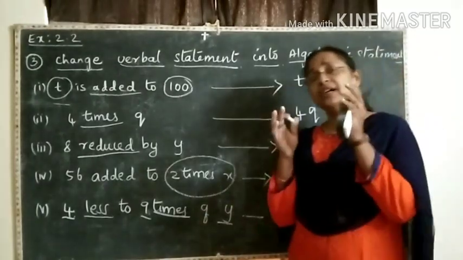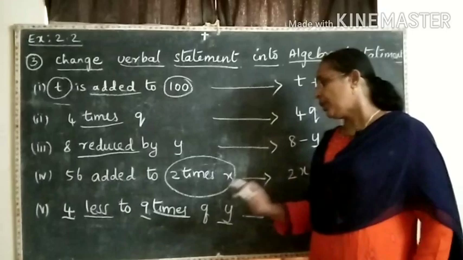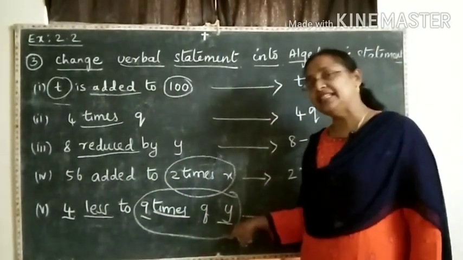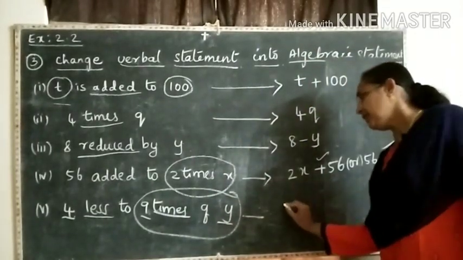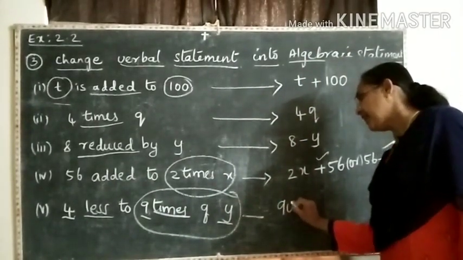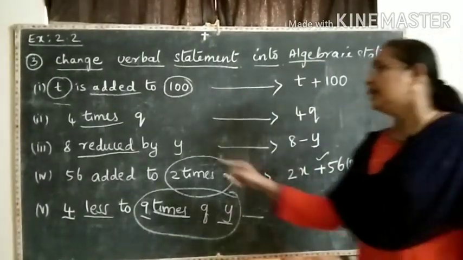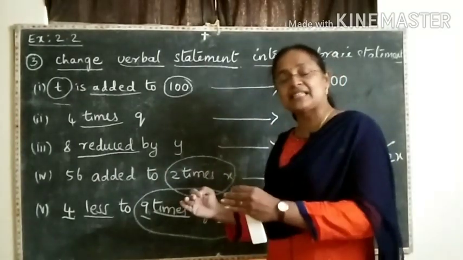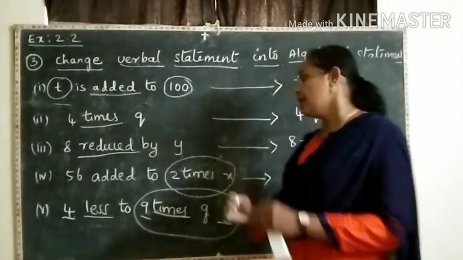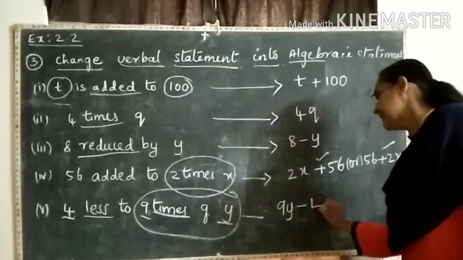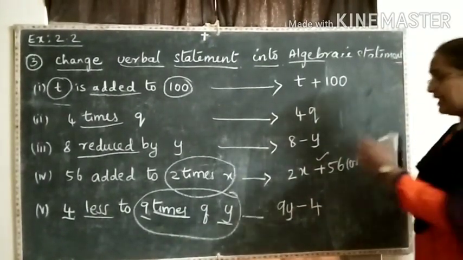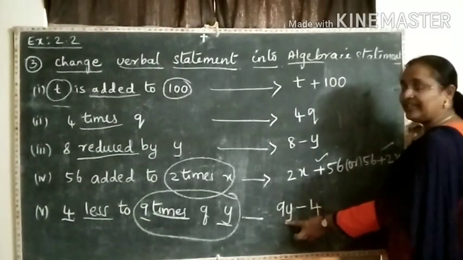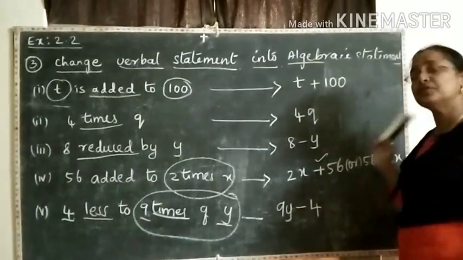So as I told you, first concentrate on the multiplication. Now which one is multiplication? 9 times of y. How can I write this? 9 times of y is 9y. Okay. Now 4 less to 9 times of y. Now 4 is less in where? 9 times of y. So 9y minus 4. Did you understand? So 4 is less to 9 times of y. Is it clear for you, students?